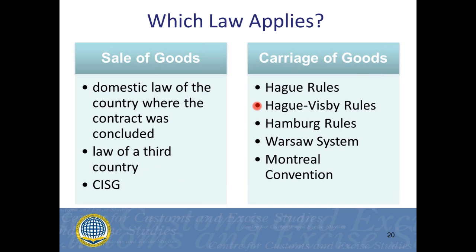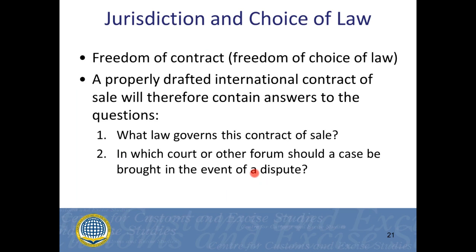So in relation to the carriage of goods, for example, carriage of goods can be governed by one of the international conventions that is applicable to the carriage of goods. For example, it can be governed by Hague rules or Hague-Visby rules or Hamburg rules, which deal with carriage of goods by sea. Or if we are using air transport, it is possible that the Warsaw Convention or the Warsaw System or the Montreal Convention can apply to the carriage of goods. So depending on the aspect of a transaction, different laws can apply.